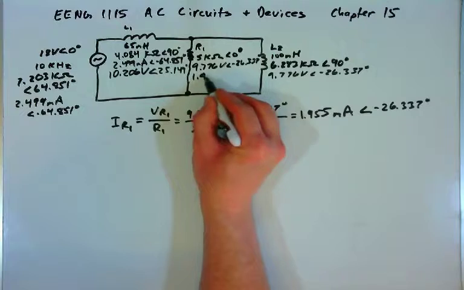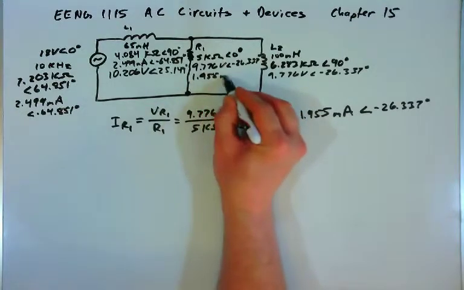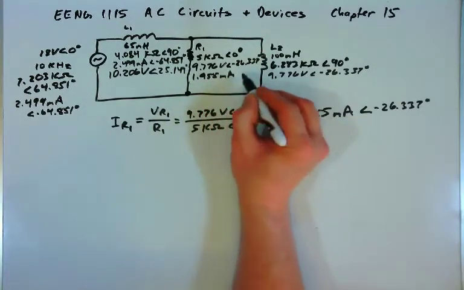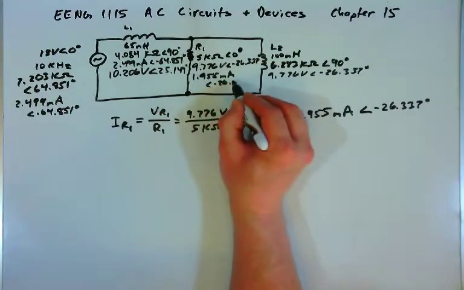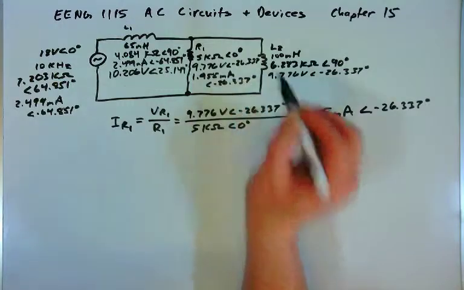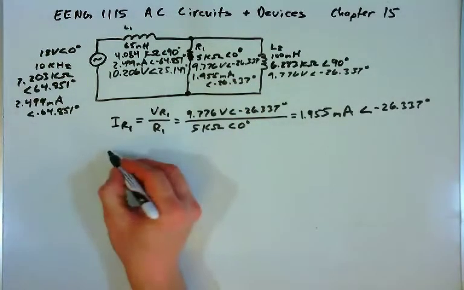We have 1.955 milliamps at an angle of negative 26.337 degrees. Same thing for L2.